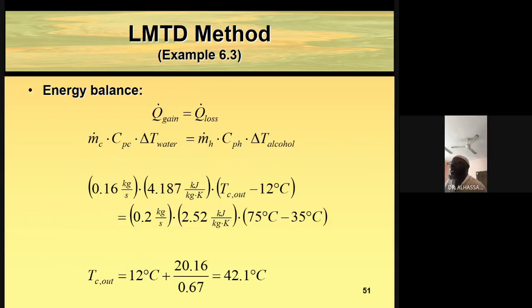Okay, so now the heat gain by the cold fluid equals the heat loss by the hot fluid. So we can express it in terms of this. You see, the only thing unknown is the temperature for the cold outlet. So now we can calculate this to be that.